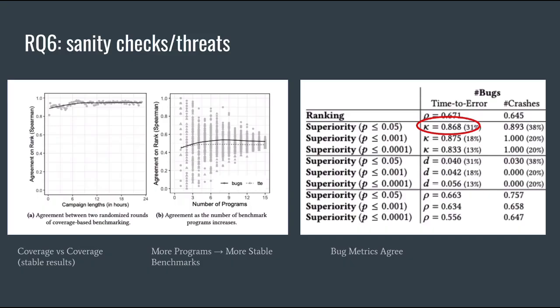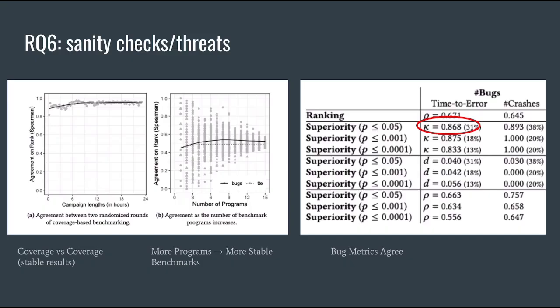So the agreement is very strong, and that means coverage isn't randomly reshuffling the leaderboard every time, and coverage evaluation is internally consistent, and that is shown in the figure on the left. Sanity check 2 is, do bug metrics agree with other bug metrics? So they compare bug-based metrics like unique bugs, time to error, and unique crashes. The agreement is strong, and this means that the bug metrics mostly tell a consistent story with each other. That is in the figure in the middle.